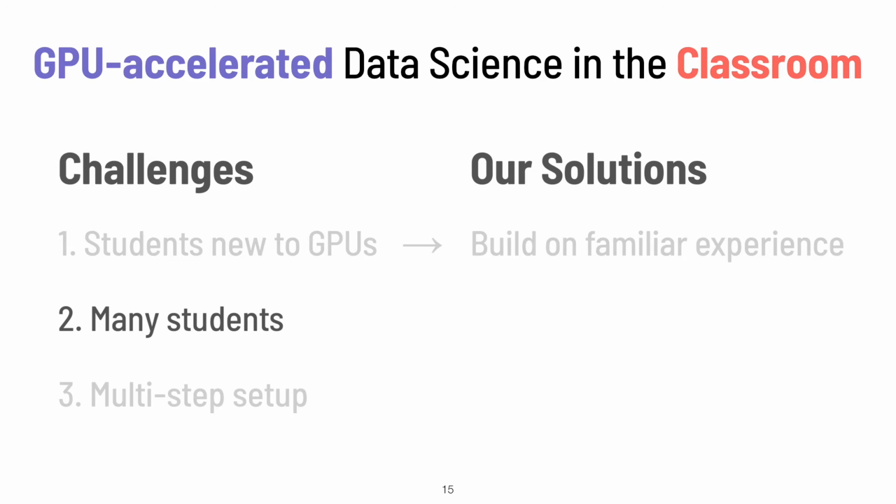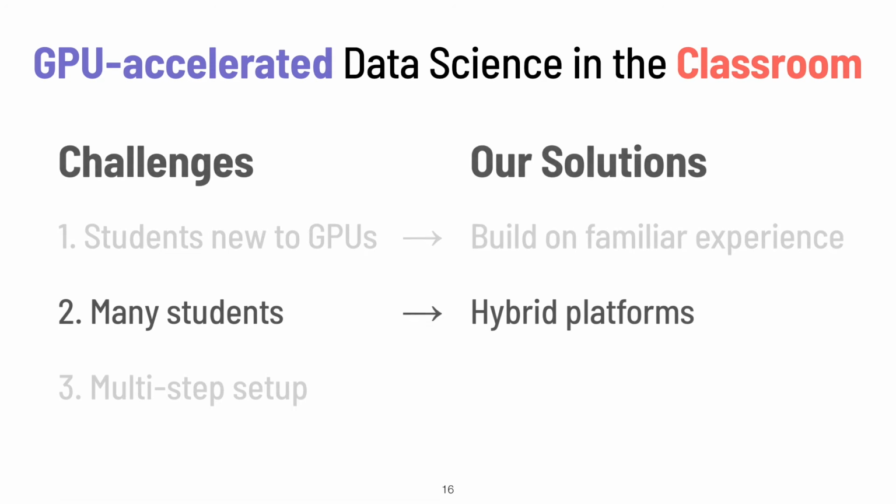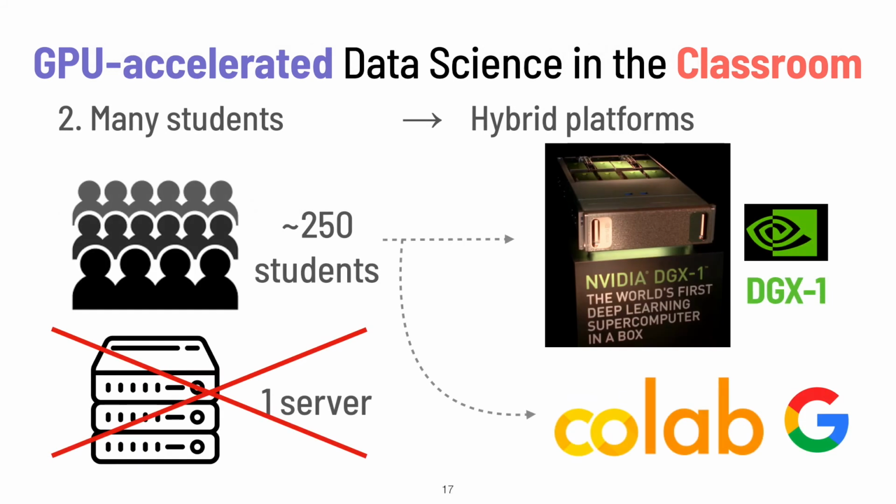To address our second challenge to support many students, we used hybrid platforms to scale up to all of the students. Initially, we aimed to support up to about 250 students, which was the class size of the Atlanta campus version of the course. Luckily, we have an NVIDIA DGX-1 server, which is equipped with 8 Tesla V100 GPUs. However, even with such powerful hardware, 250 students was still far too many to support.